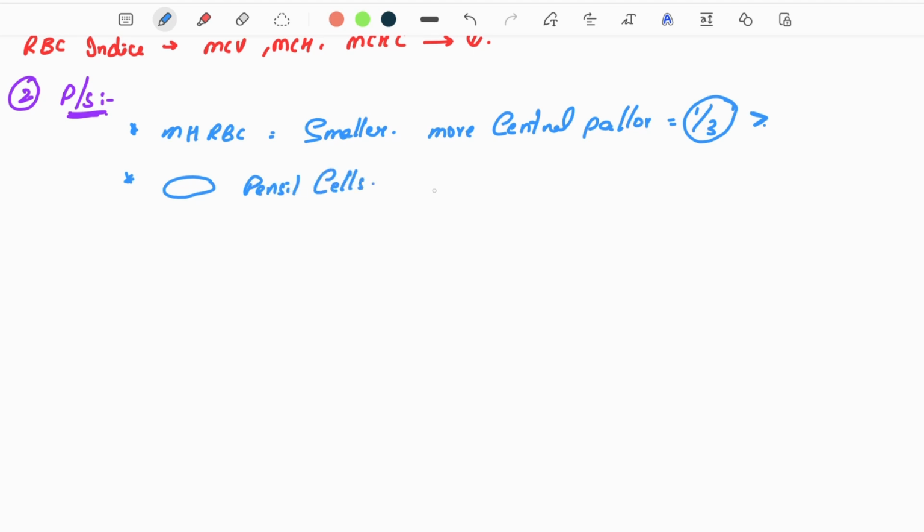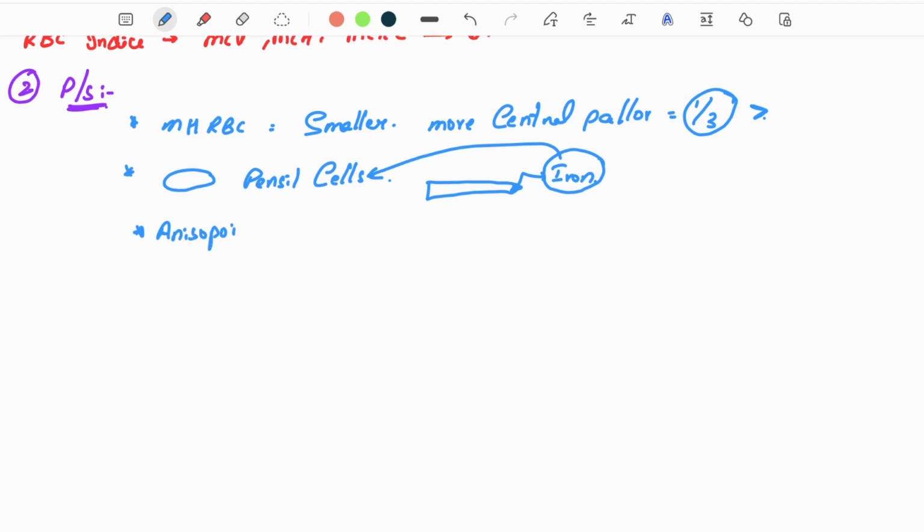Next one is you can observe pencil cells. Remember this, like a pencil lead is made up of iron. So in iron deficiency anemia we can observe pencil cells. And the third one is anisopoikilocytosis, where different sizes of cells we can observe.